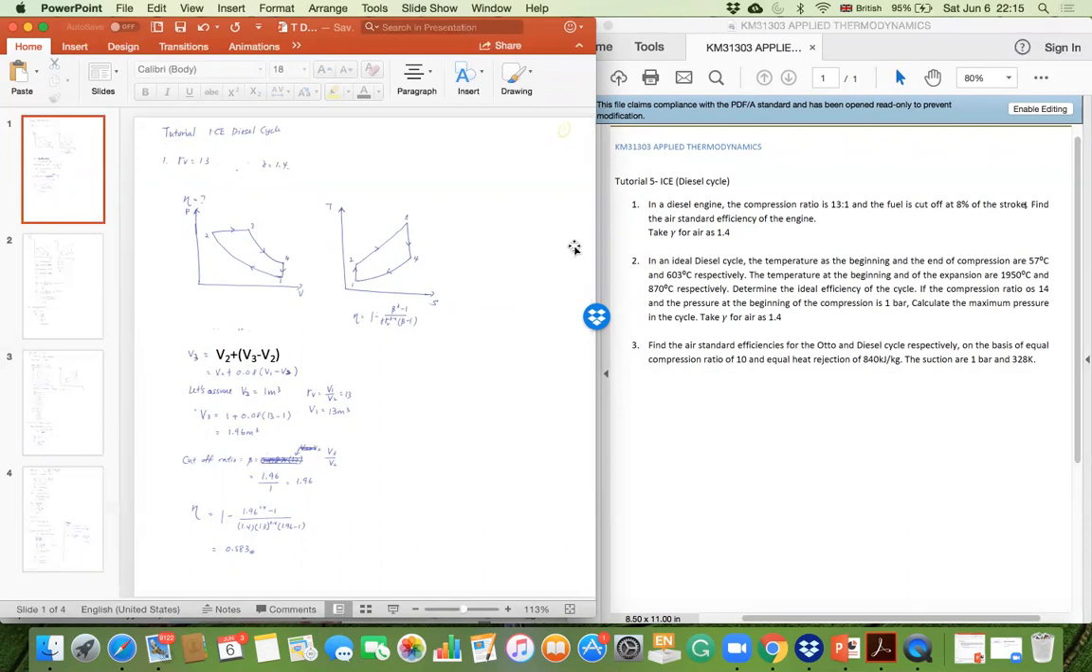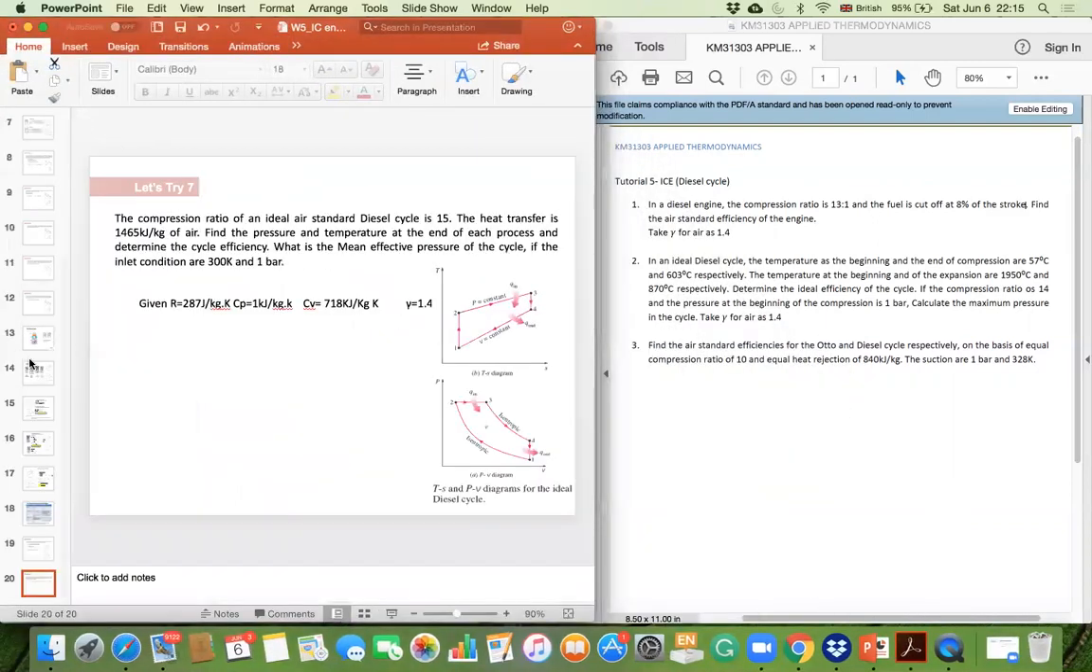Okay, if you look at the question, let's discuss it together. In a diesel engine, the compression ratio is the thing, so rv is the thing. The air is lambda, right, 1.4. The fuel is cut off at 8%. So let's have a look at these notes.